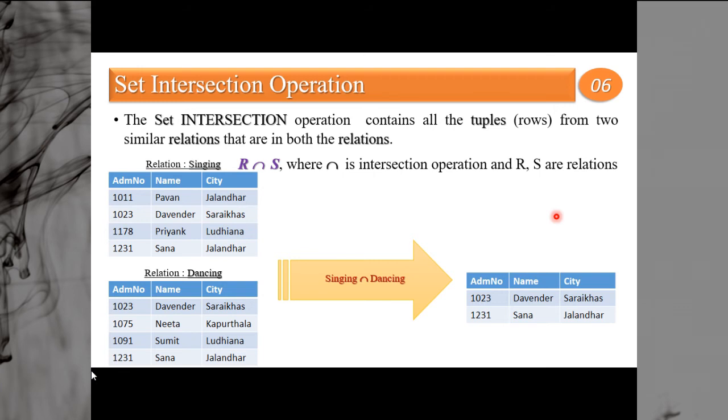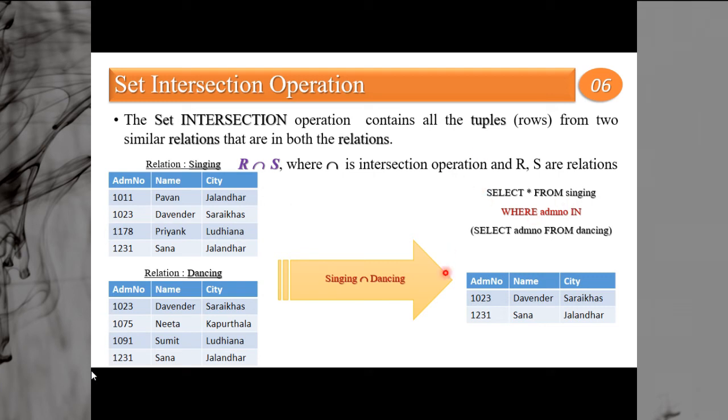Basically, intersection implementation in MySQL depends upon the type of questions asked, the type of intersection required. In this particular example, we have a very simple method which we will perform: select * from singing. We will select all the data from singing, where we perform a row selection criteria, where the admission number in the singing table is available in the dancing table also: select admission number from dancing.